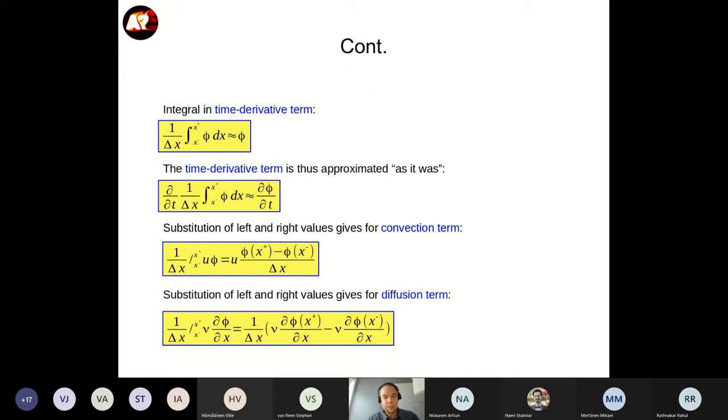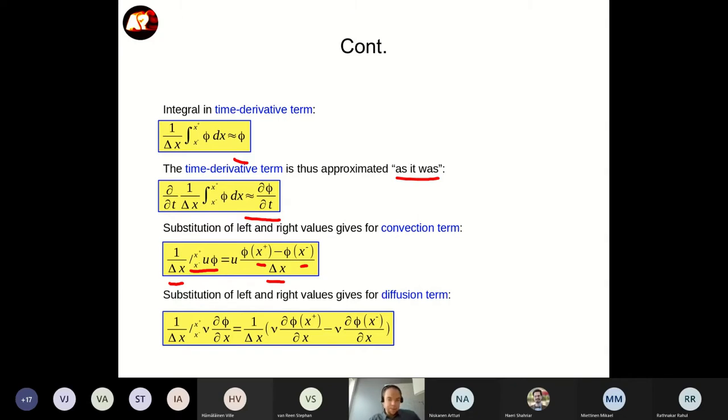So now we simplify a little bit. We say that okay, these two are approximately equal. This allows us to say that the time derivative is as it was. Then the convection term, you can estimate this using the endpoint values of the data. Here we have x plus and x minus. And the length of the interval was delta x, and that delta x comes from over here.